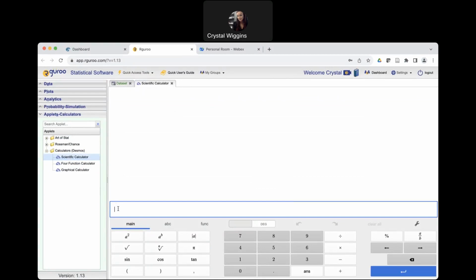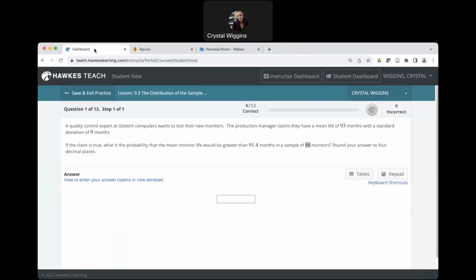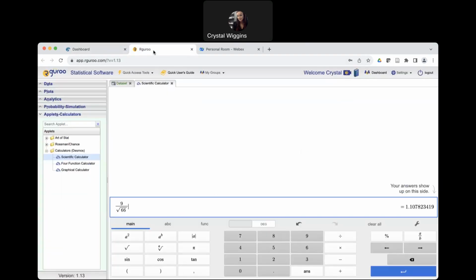So I am going to put the standard deviation, which was 9, and divide it by the square root of the sample size, which was 66. Let me just jump back and double check those numbers. Standard deviation of 9, sample size of 66. Okay, so this is the standard error formula given to us by the central limit theorem. And this is the standard error of the mean, or it can also be called the standard deviation of the sampling distribution.